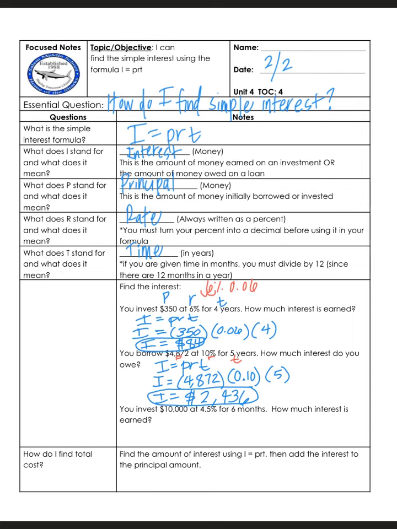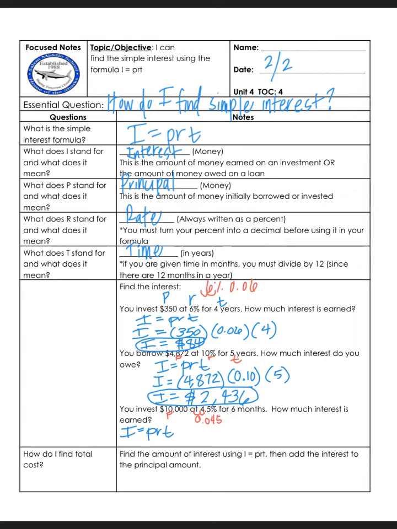All right. So for this next one, we're going to do the same exact thing. This one's going to be just a little bit harder. Okay, so you invest $10,000, so that's our initial amount, our principal, at 4.5%. We need to move that decimal point 2 spaces to the left, so we're going to get 0.045. And then it says for 6 months.